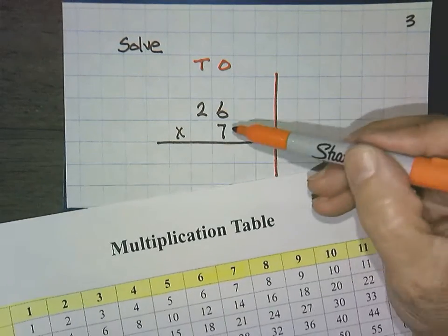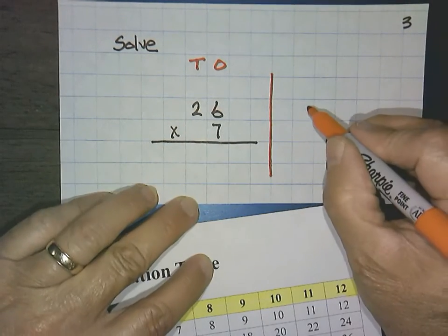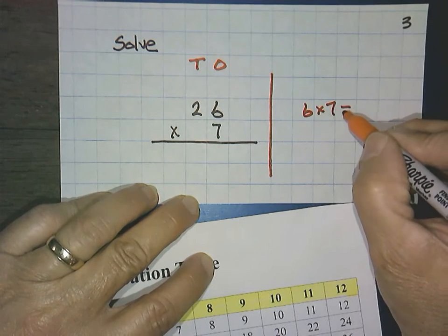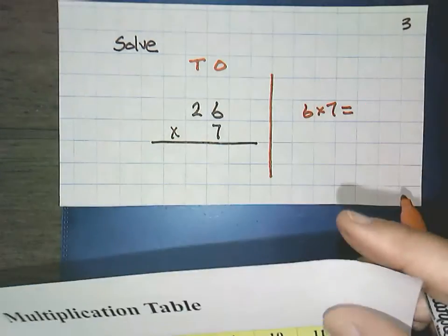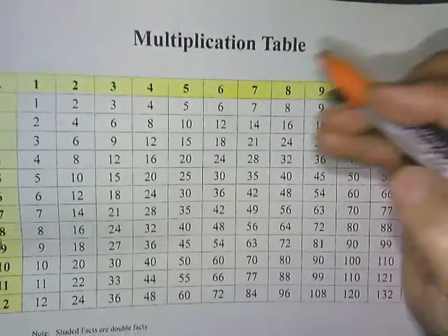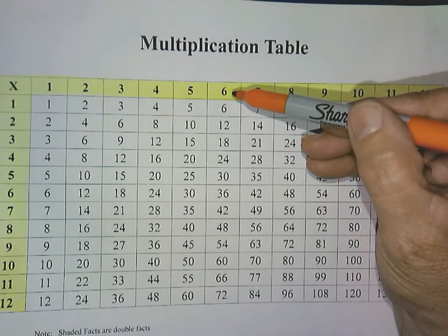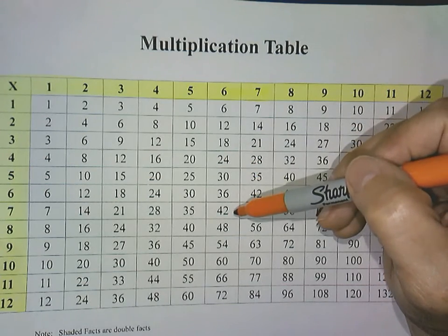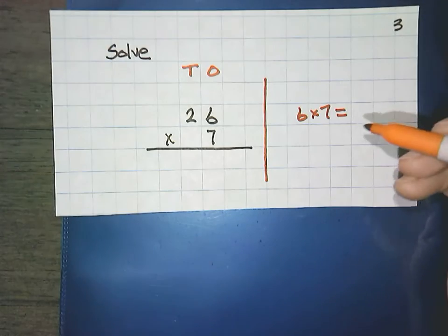So 6 times 7, I know that's going to be 42, but let me show you why. My first factor is 6 and count down 7. 1, 2, 3, 4, 5, 6, 7 is 42.